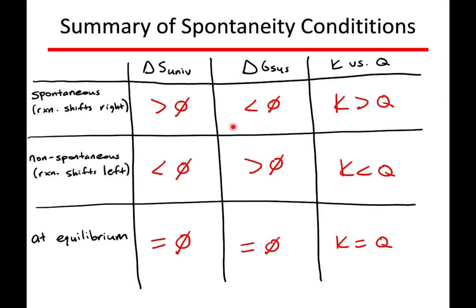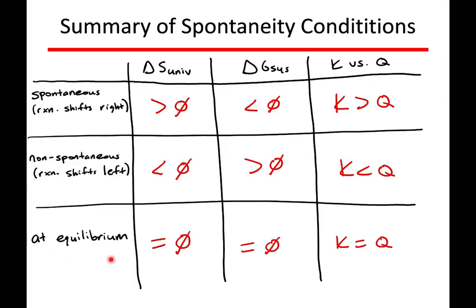All of these things have to simultaneously be true for a system that is spontaneous, or a reaction that shifts to the right. If you have a reaction that is shifting to the left, meaning that you're dealing with a reaction that is not spontaneous in the forward direction, then that means that the delta S for the universe would be negative for the forward direction of the reaction, right? Delta G of the system would be positive, and you'd have a situation where K is less than Q. All of these things are what's causing the reaction to shift to the left, right? The reverse of the reaction is occurring. It's not spontaneous in the forward direction.